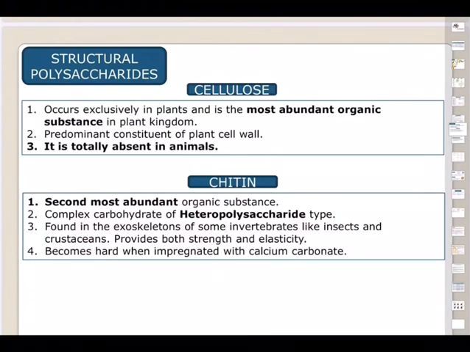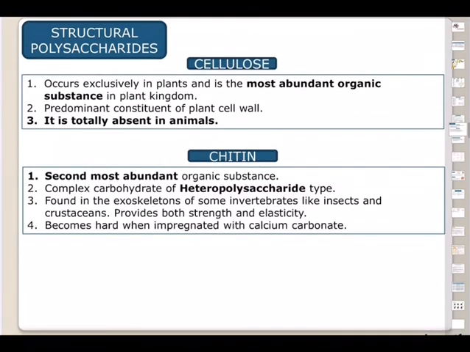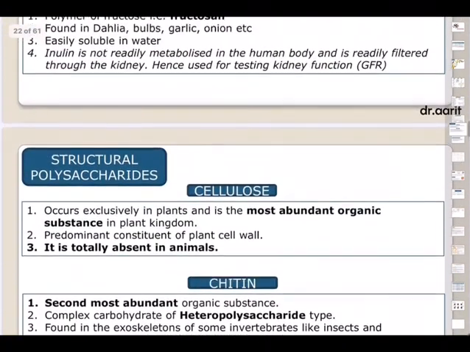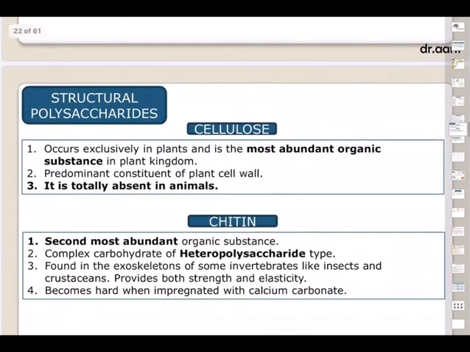Structural polysaccharides, cellulose and chitin, as we said. Cellulose occurs exclusively in plants and is the most abundant organic substance in the plant kingdom, the predominant constituent of the plant cell wall. All of us know the cell wall of the plant is made up of cellulose and it is absent in animals. And chitin, second most abundant organic substance, complex carbohydrate or heteropolysaccharide type, found in exoskeletons, just now I said, in the cockroach family, like insects, crustaceans, and it provides very good strength and elasticity, becomes hard when impregnated with calcium carbonate.